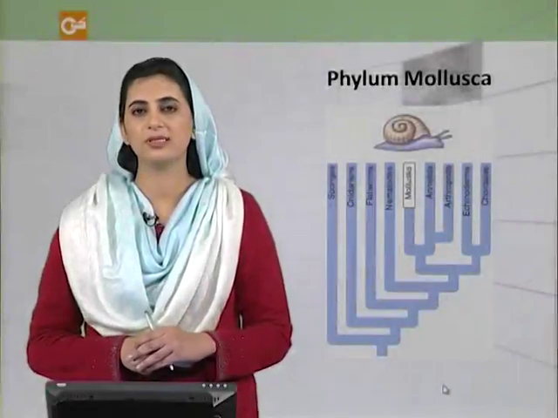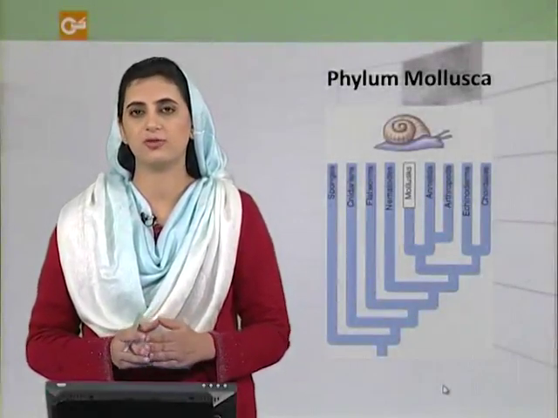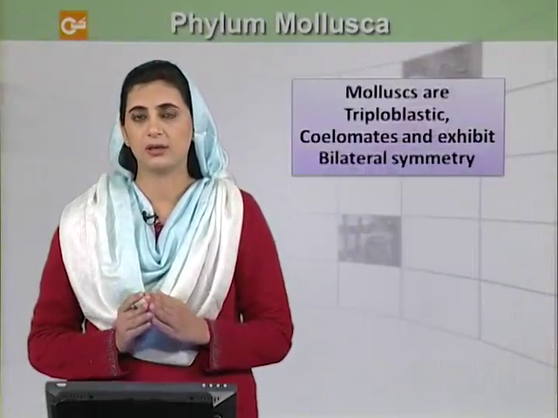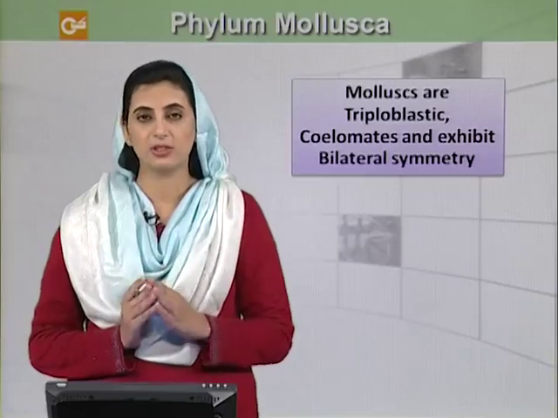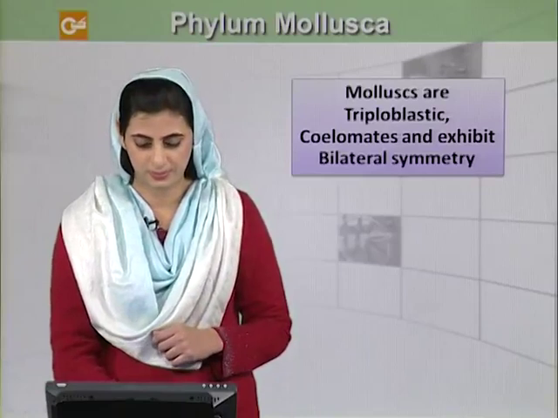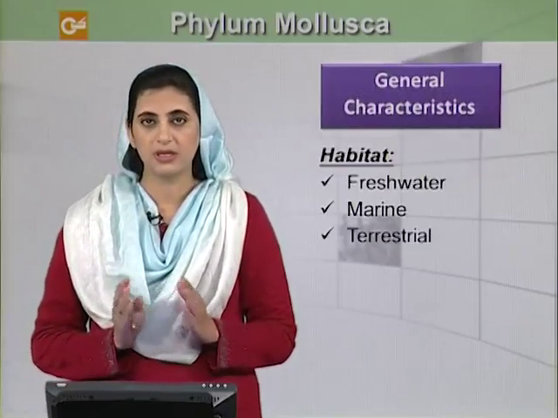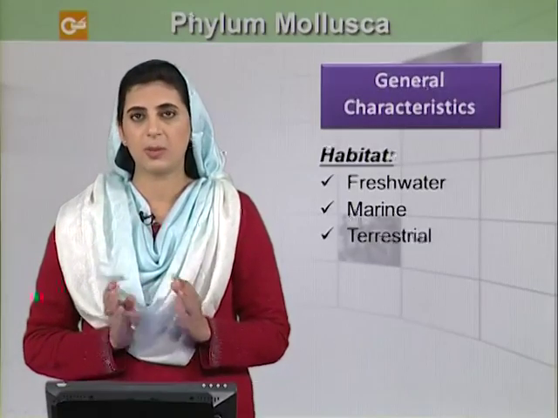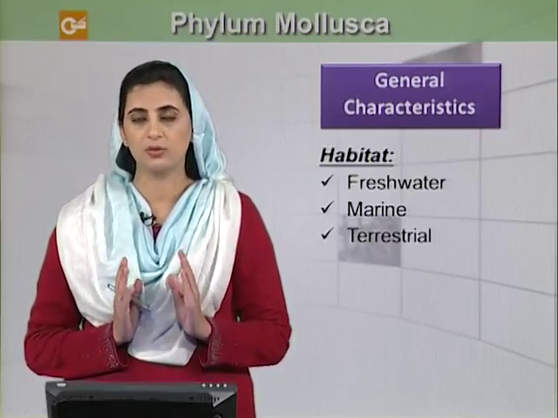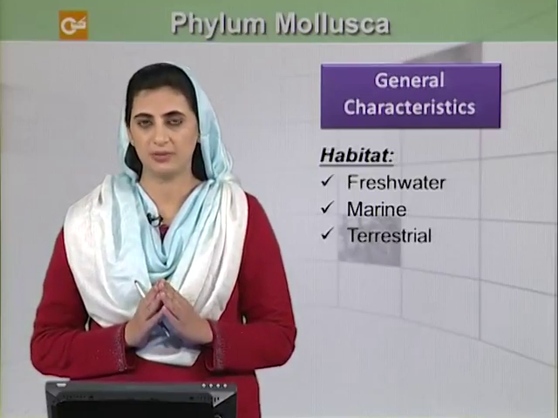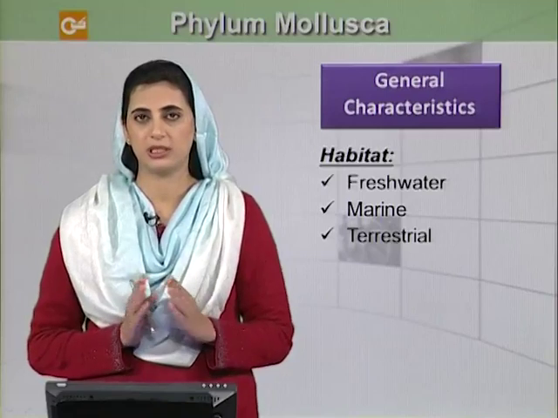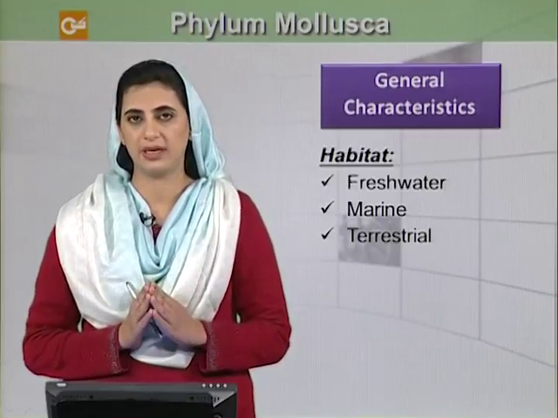In this module, we will study the distinguishing features of phylum Mollusca. Mollusks are triploblastic, coelomate, and exhibit mostly bilateral symmetry. About their habitat, there are examples which inhabit freshwater, and most of the species are marine in habitat, while there are some examples like snails and slugs which are terrestrial, or inhabit a land environment.